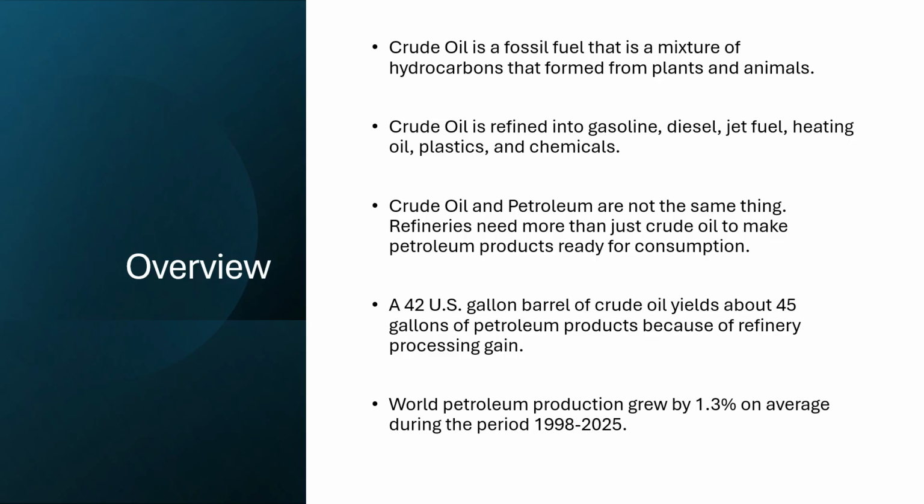Petroleum includes crude oil, natural gas liquids such as ethane, propane, butane, and others, biofuels, and other liquids derived from other hydrocarbon sources. For example, natural gas liquid butane is blended into gasoline, and ethane is used to make plastic packaging. A 42 US gallon barrel of crude oil yields about 45 gallons of petroleum products because of the refinery processing gain. World petroleum production grew by 1.3% on average during the period 1998 to 2025.